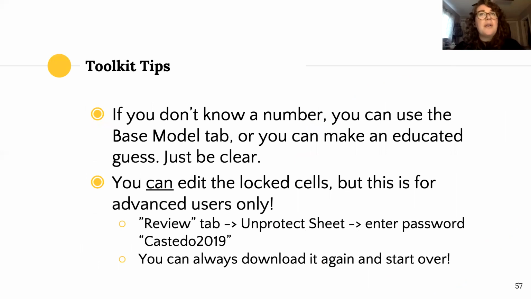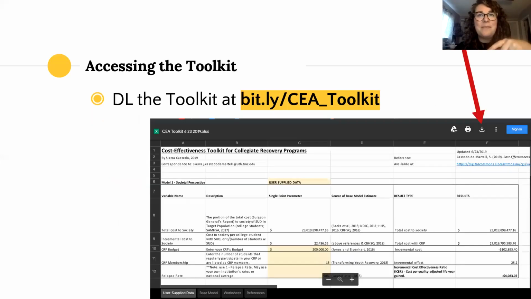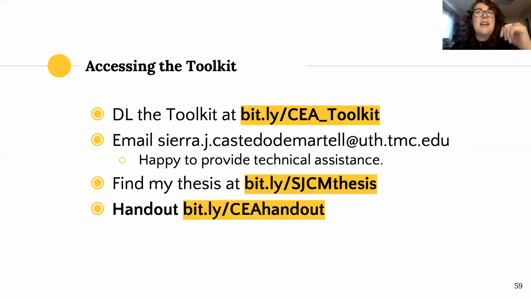Okay, if you don't know a number, again, remember we've got that base model tab, that's that second tab that you normally don't need, but you can navigate to that and pull a number from there if you need it. You can also make an educated guess, just be clear about what you're working with. And again, there's the instructions on how to unlock cells. And again, can't break it, just download it again, don't worry about it. Or I mean, you can break it, but don't worry about it if you do, just download again.